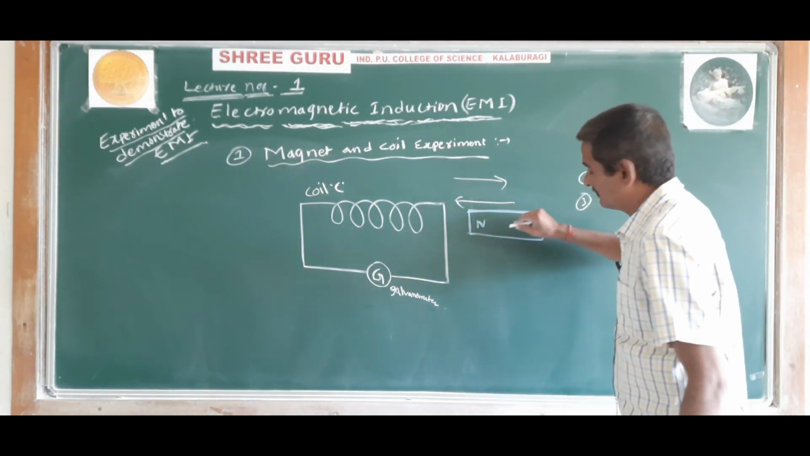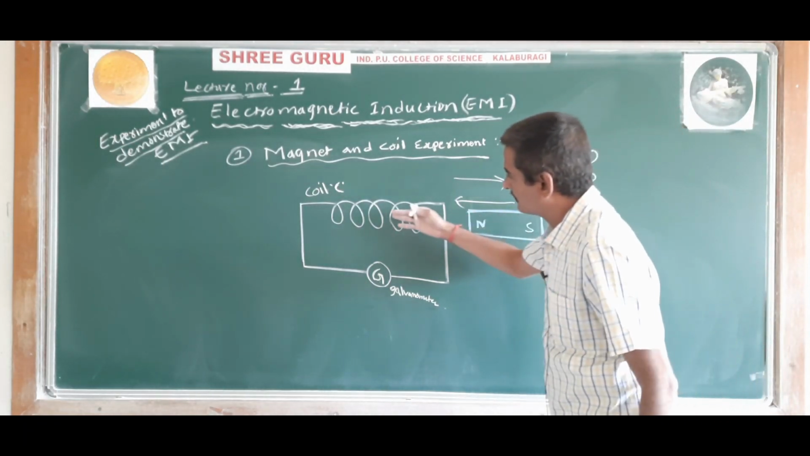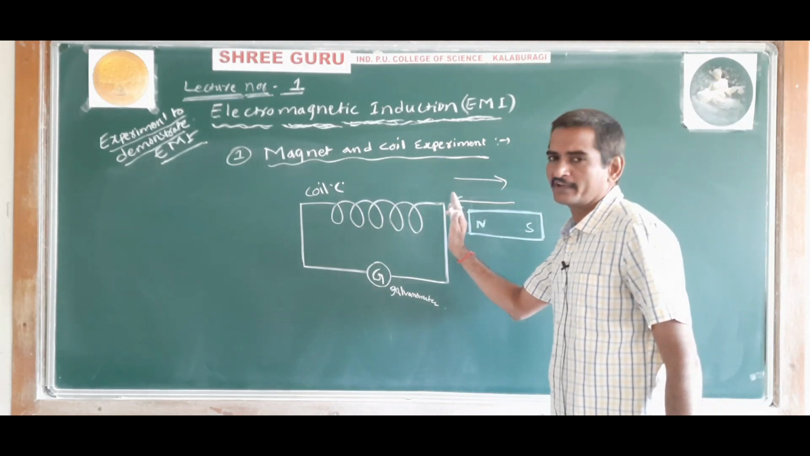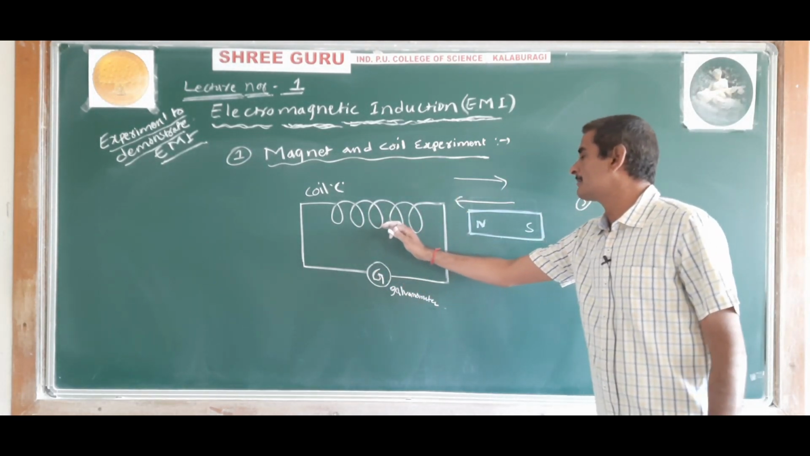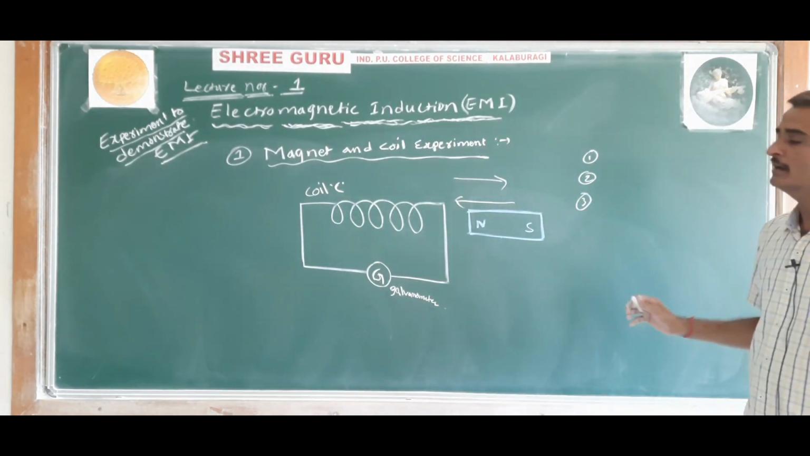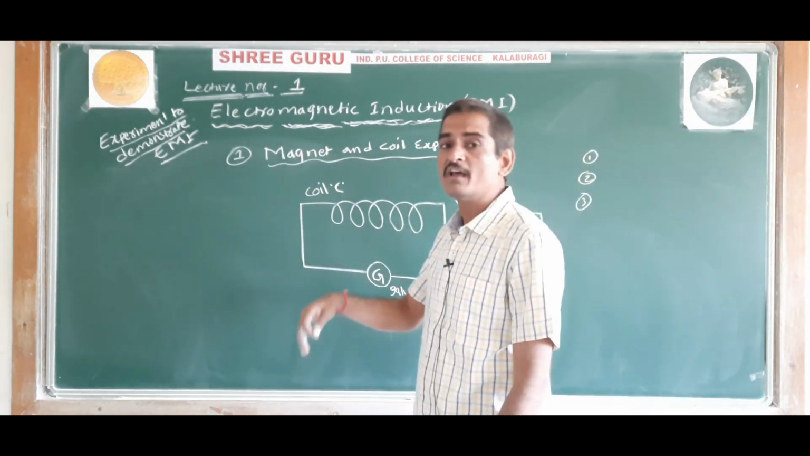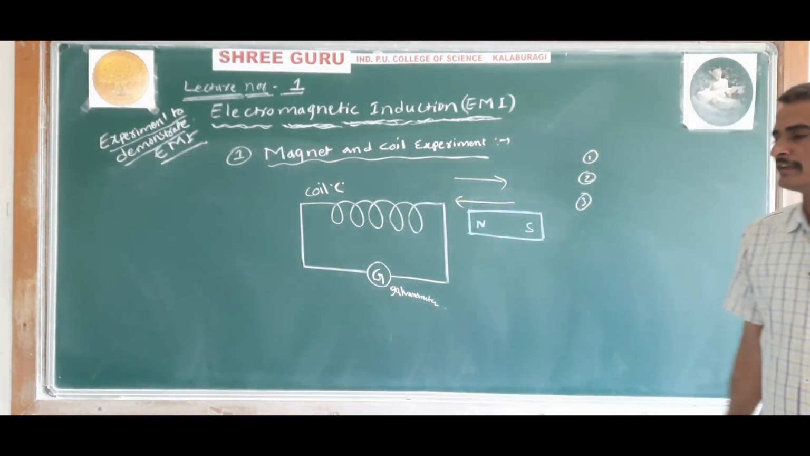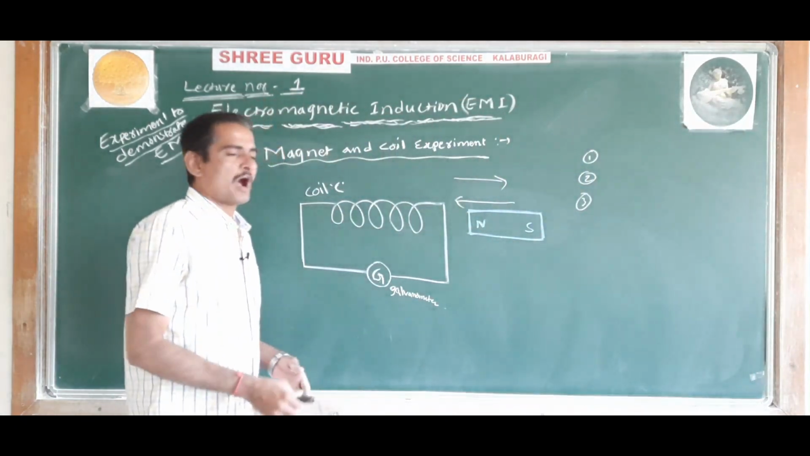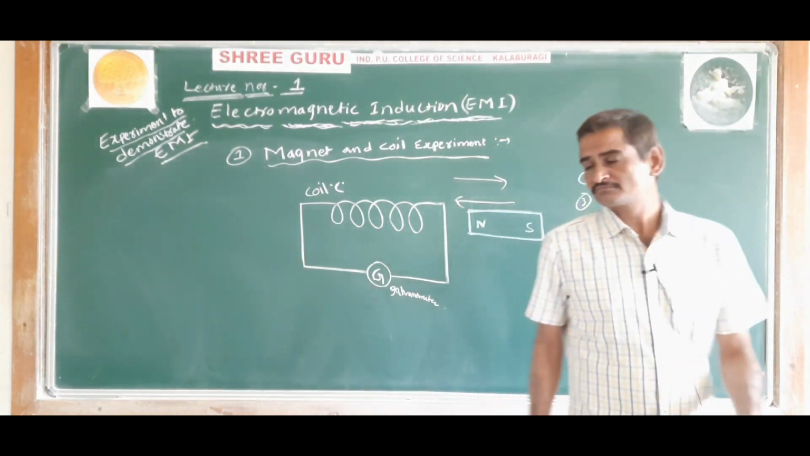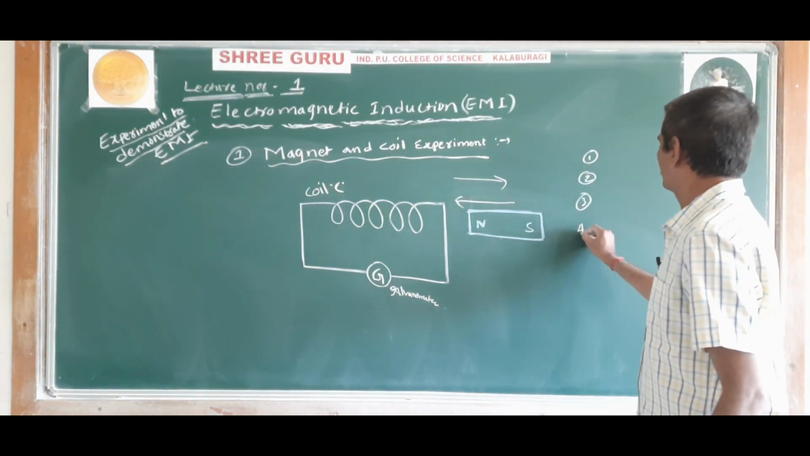When the north pole of the bar magnet is moved towards the coil, the galvanometer shows a deflection in one direction. When the north pole of the bar magnet is moved away from the coil, the galvanometer shows a deflection in the opposite direction, indicating the flow of current in the opposite direction. Understood?